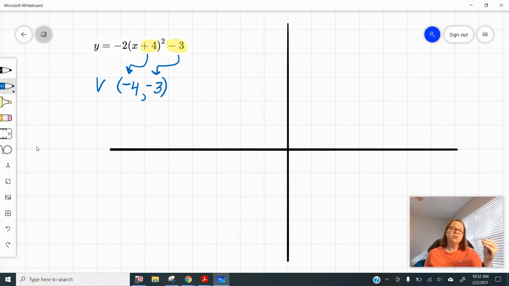So the -4 represents your x value. The -3 is the y value. That's it. So as far as your vertex goes, you're good to go. So go left 4 and down 3, and that's your vertex.